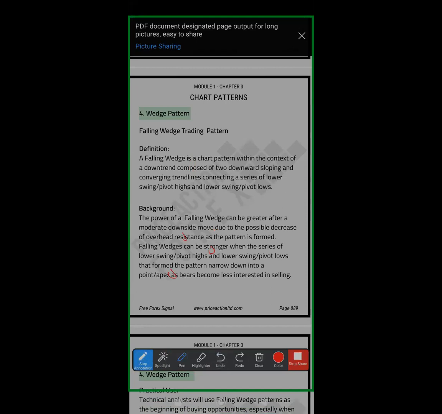Remember the first rule says a falling wedge is within a context of what? A downtrend. So the market must have been going down before a falling wedge will form. And they also say that it is composed of two downward sloping and converging trend lines. This is what they mean.